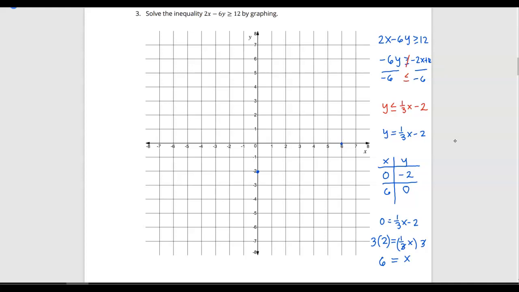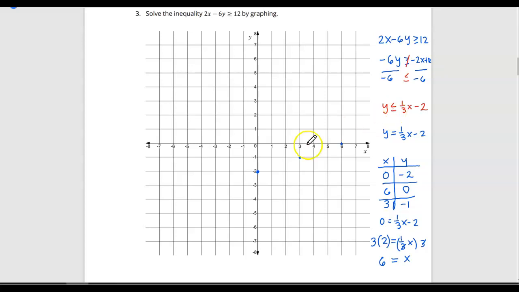All right, now you can also assign points in between if you want to. If you are comfortable with that, we can let x be equal to 3. In this case, if x is equal to 3, we have 1/3 times 3 is 1, minus 2 is negative 1. So the third point will be 3, negative 1, that point there. Then we connect all these 3 points for our line.